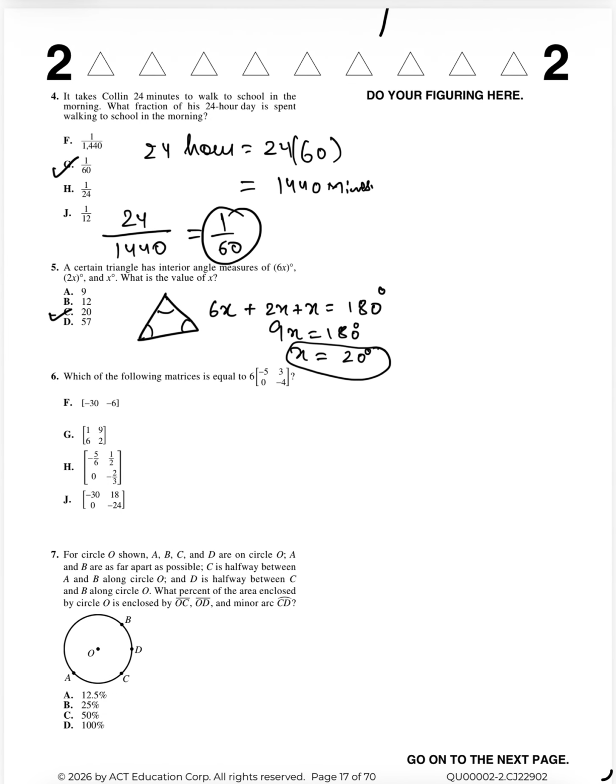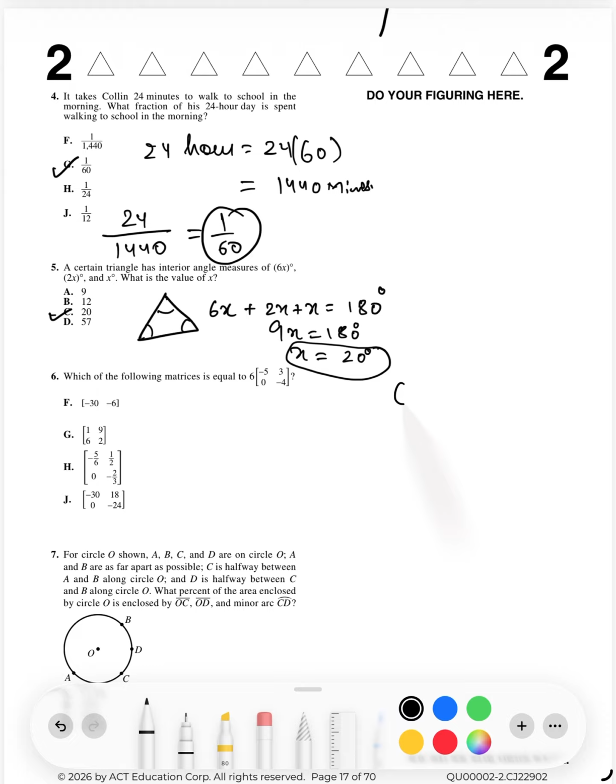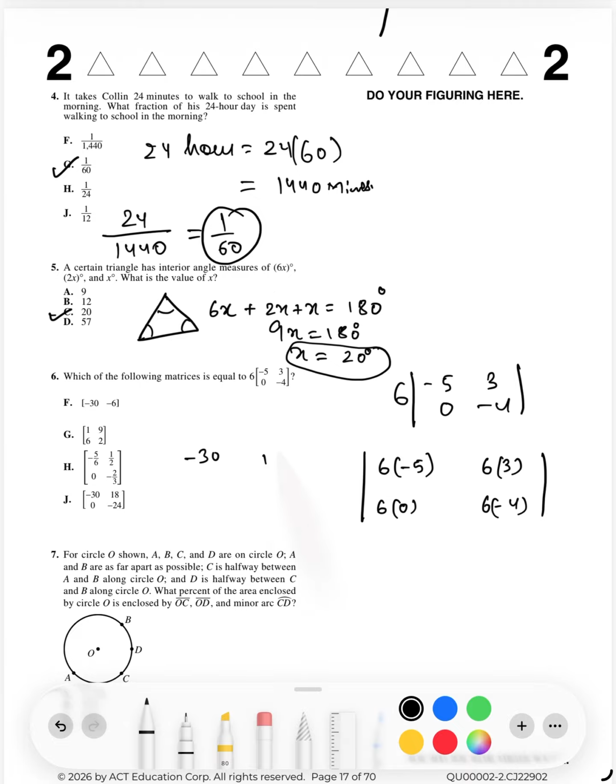Okay, let's move to the next question. What is the matrix equal to? That is given, 6 times the matrix with entries minus 5, 0, 3, minus 4. So multiply 6 times minus 5, 6 times 3, 6 times 0, 6 times minus 4. So that gives you minus 30, 18, 0, minus 24. So that is J, the correct one. Okay, let's move to the next one.